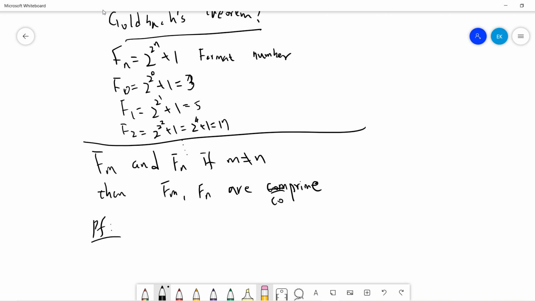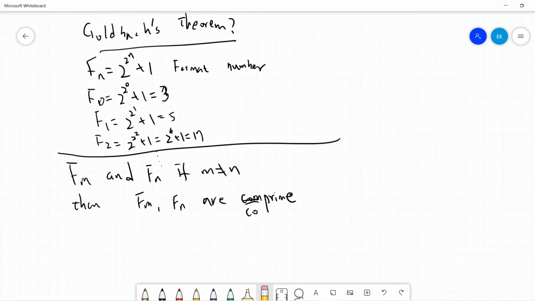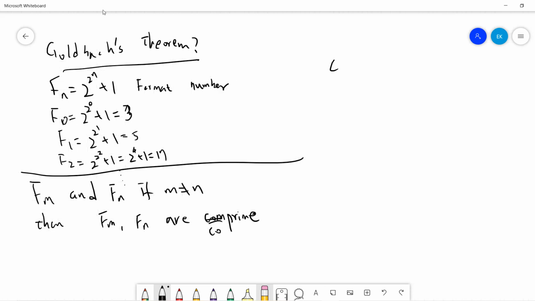To prove it, let's quickly see a lemma. The lemma will be trivial. Let's quickly see it.